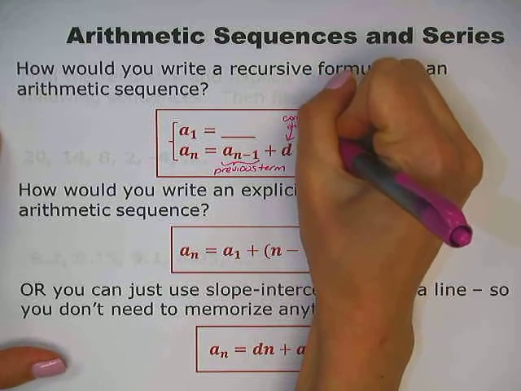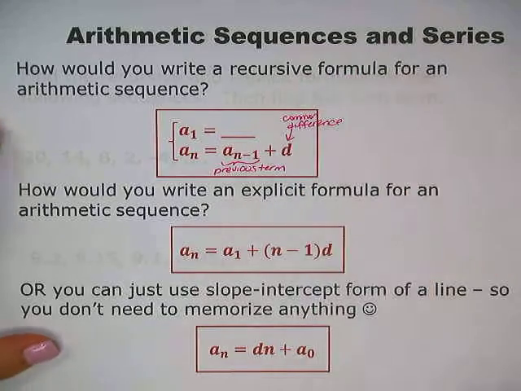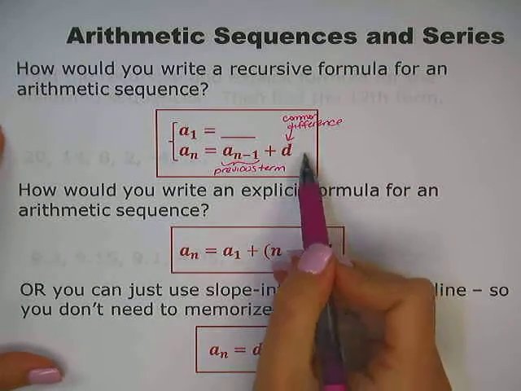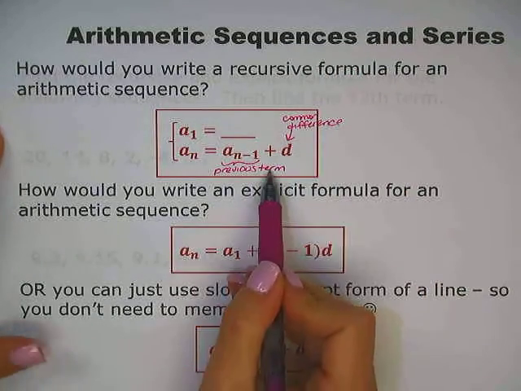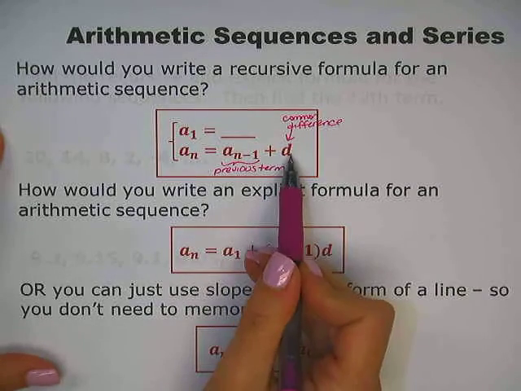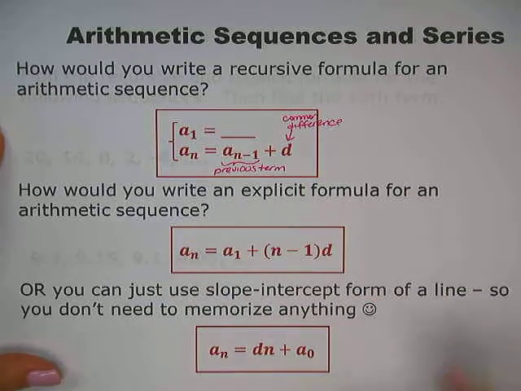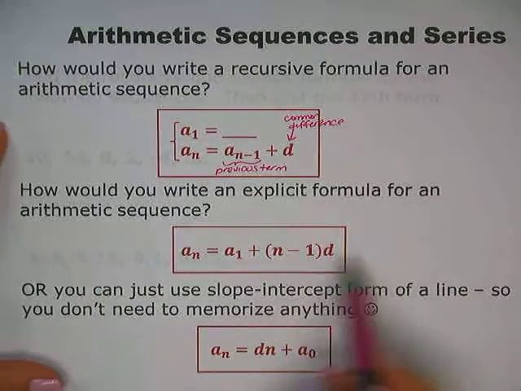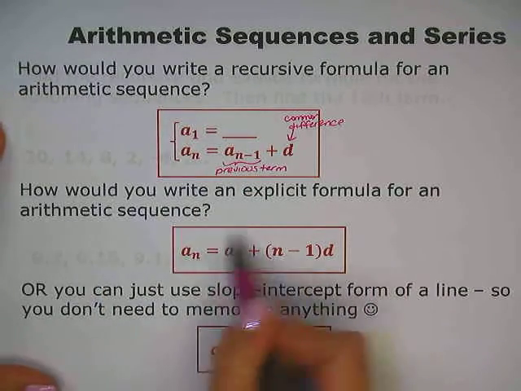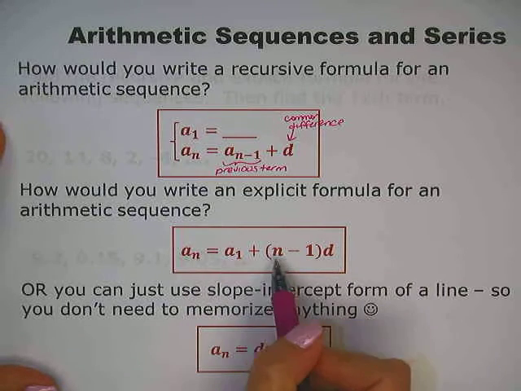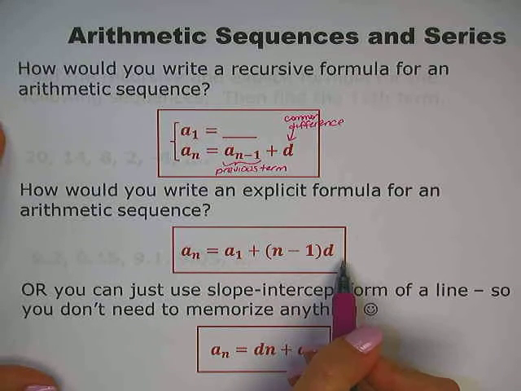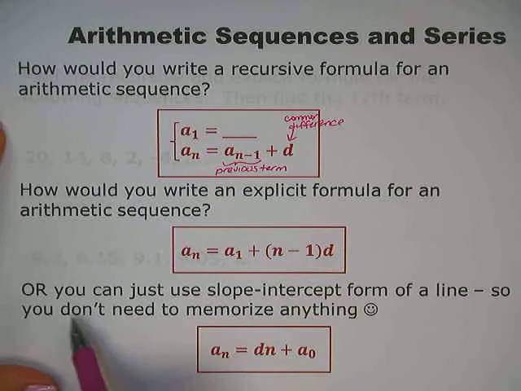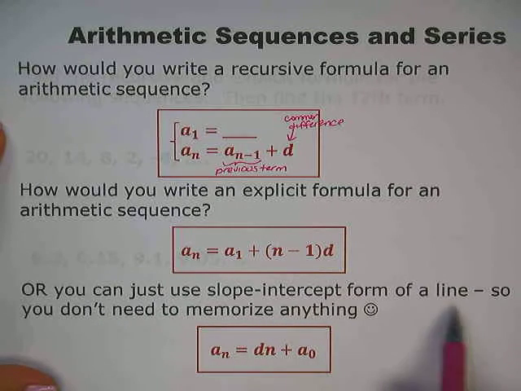difference. So again, since this is just linear, you're going to be finding the slope, which would be your common difference, and then you would be calling your previous term and adding on that common difference. You could be subtracting it if it were negative. So that's going to be your recursive formula. Your explicit formula, however, is this. A sub n equals a sub 1 plus n minus 1 times d. Now it also says below you can just use the slope-intercept form of a line.